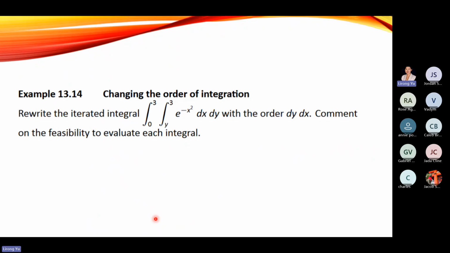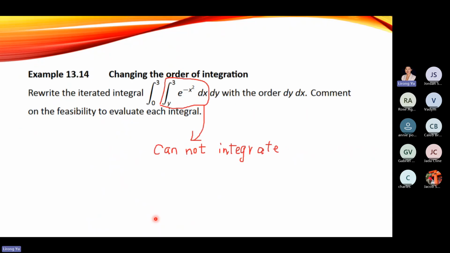So why do we have to do this? Because you see here, the inner layer is the integration of e to the negative x squared dx. That does not have an antiderivative, so we don't have a formula to calculate this integration. We cannot integrate this way. That's the situation that we are facing sometimes. If you do dx dy, we cannot do it. But if you switch the integration order to do dy dx, we actually can do it. So this gives us more reason to learn how to switch the integration order.